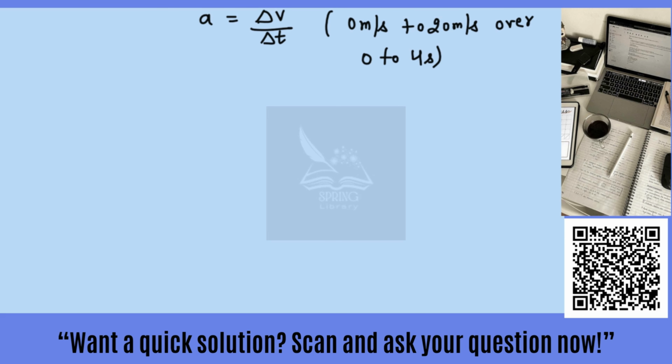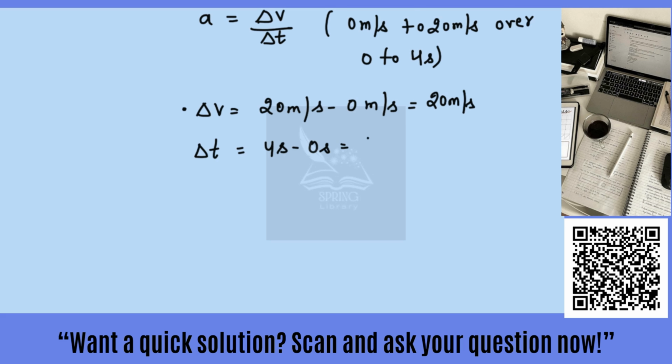So the change in velocity comes out to be 20 meter per second minus 0 meter per second, and that is equal to 20 meter per second. And here the change in time is 4 seconds minus 0 seconds, and that is equal to 4 seconds. Now, the object's acceleration comes out to be delta v upon delta t, and that is equal to 20 meter per second upon 4 seconds, and that is equal to 5 meter per second squared.